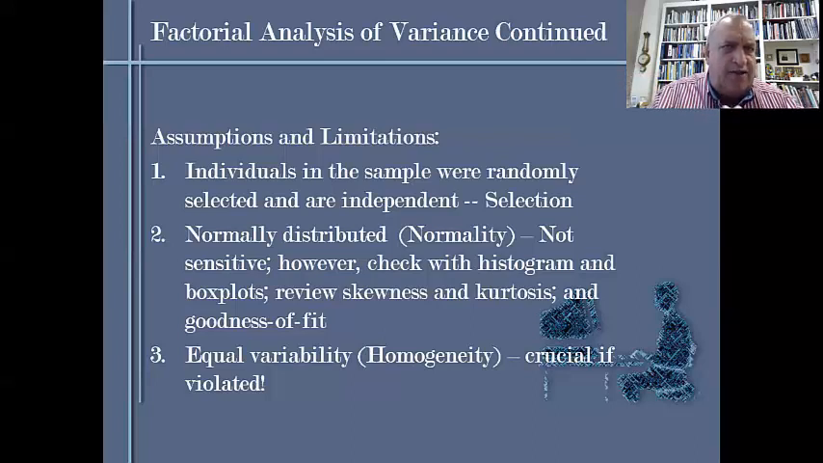Now, the factorial analysis of variance is not sensitive. However, you want to check with histograms and box plots and review skewness and kurtosis and goodness of fit. You want to get your data to be as normally distributed as possible, and that's where you check these ideas as we go through checking normality, and that may be where we transform the data to get it more in a normal distribution. The other assumption then is the equal variability. There's a homogeneity, and this is very crucial, and we're going to look at that as we solve these ideas, and homogeneity is very important.